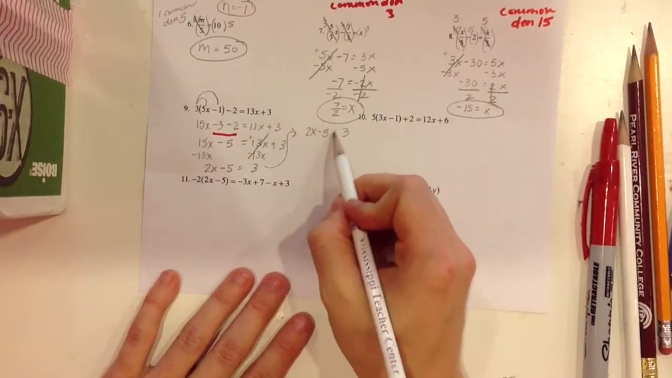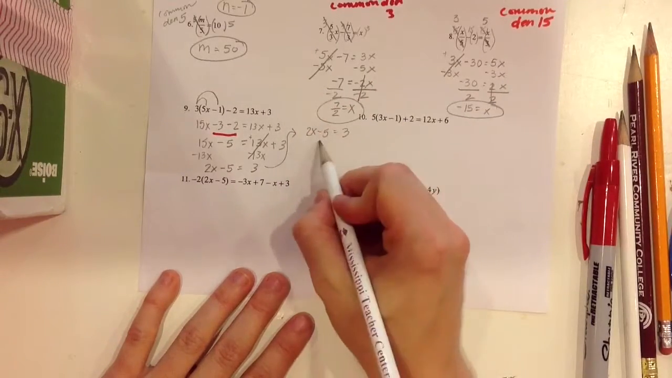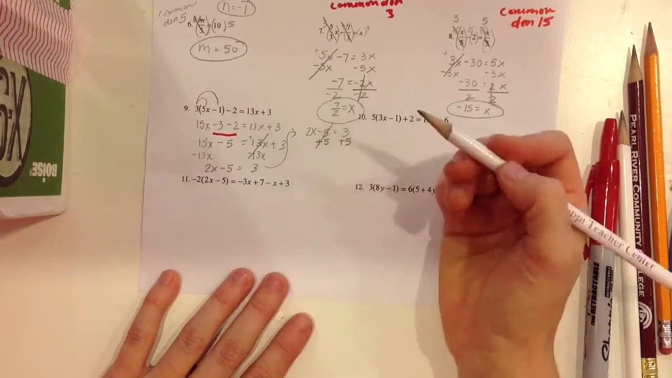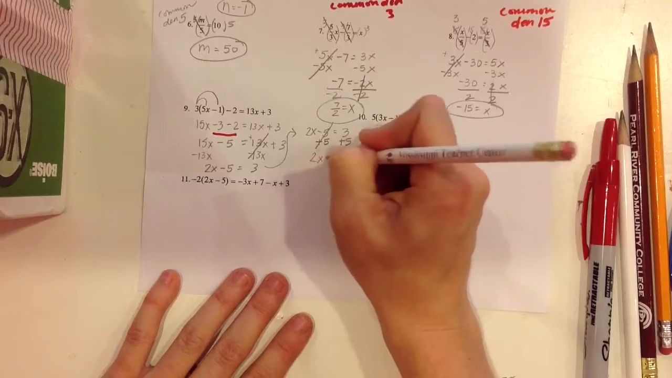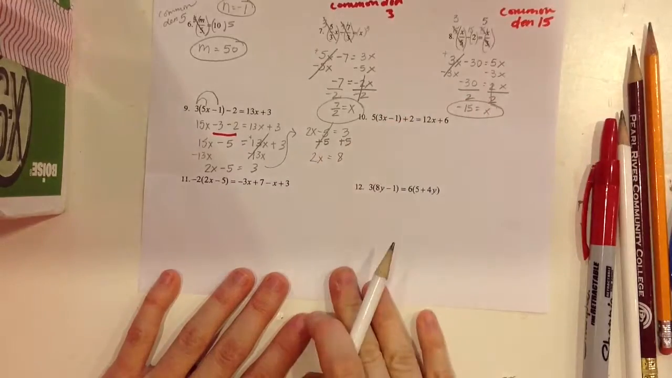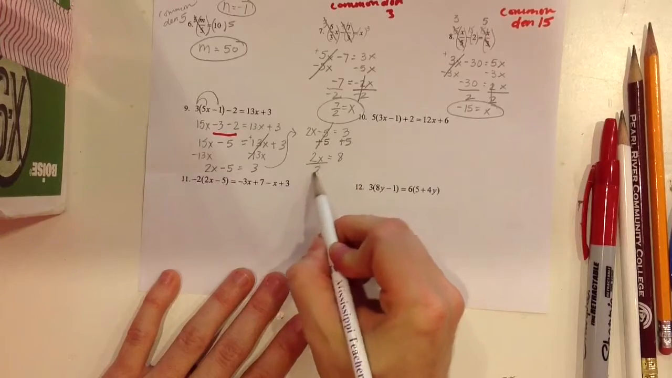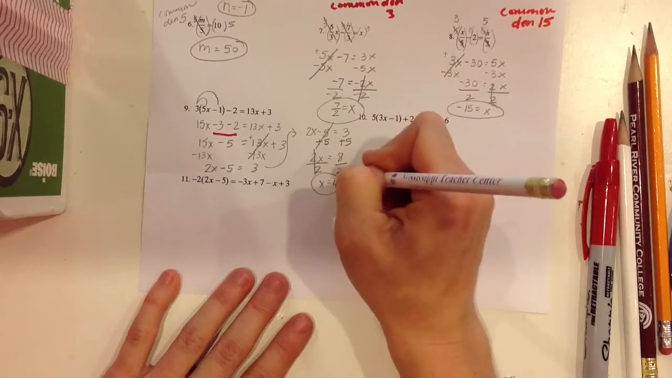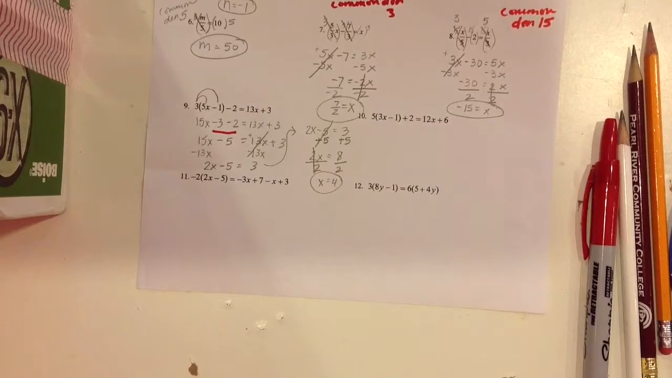And I want to move this minus 5 to the other side. So I'm going to add 5 to both sides. So I have 2x equals 3 plus 5, which is 8. Divide both sides by 2 and x equals 4. Awesome. Now let's do the next problem.